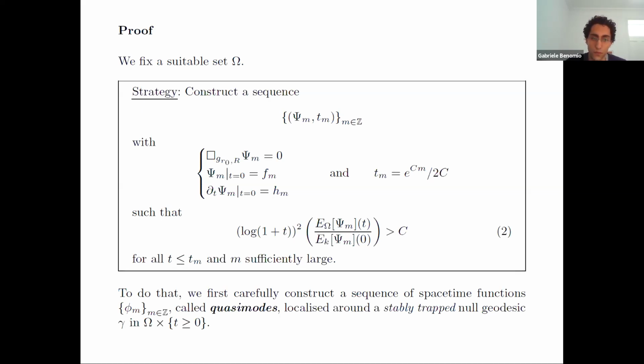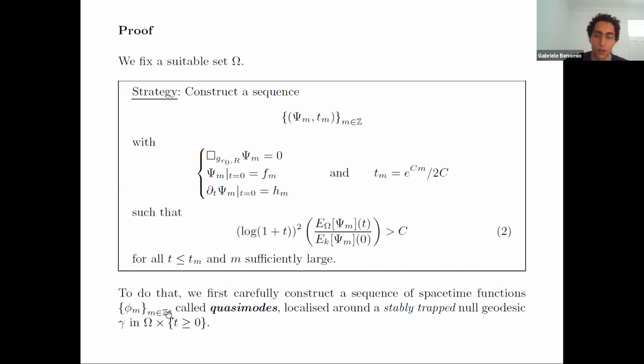Okay. So to construct this sequence, we first construct a sequence of space-time functions that we denote by phi m, and that I call quasimodes. They should be thought of as localized around a stably trapped null geodesic containing the set omega that I fixed.